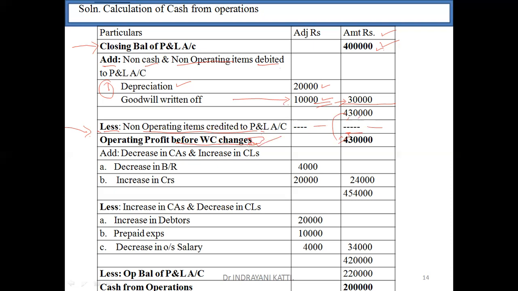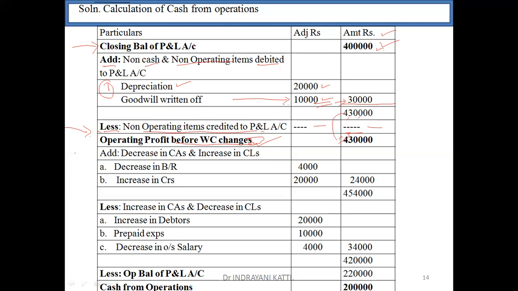So it means working capital items are given. What do we mean by working capital? Working capital is the excess of current assets over current liabilities. It means in working capital, current asset items as well as current liability items are taken into consideration. That's why this 4,30,000 is the operating profit, but before working capital changes. Now we are doing the adjustment of working capital items, current assets and current liabilities.